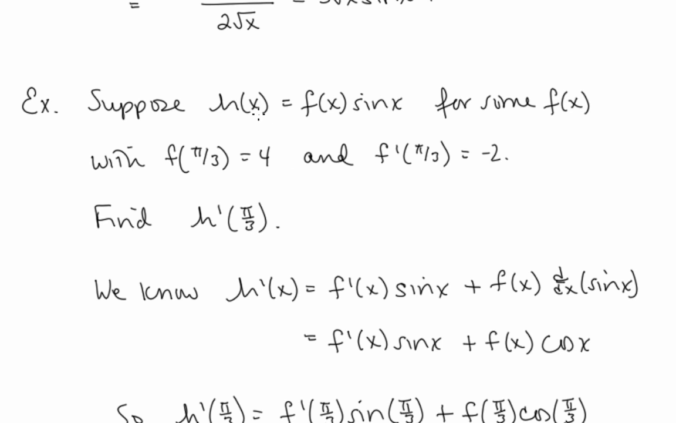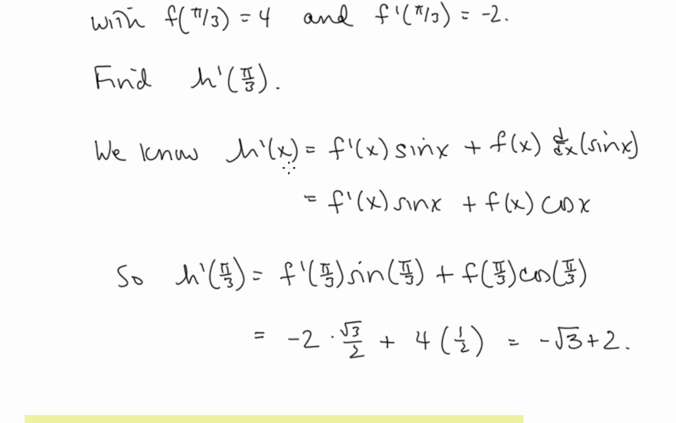So let's use the product rule to take the derivative here because we have a product of functions. So h prime of x is going to be f prime of x sine of x plus f of x multiplied by the derivative of sine of x, which is cosine x. So here we have a representation for h prime, and now we're asked to find h prime of pi over 3. So let's plug pi over 3 in each of these spots.